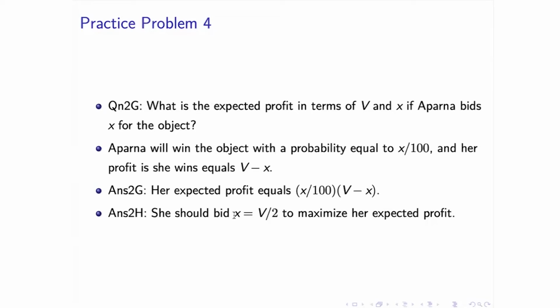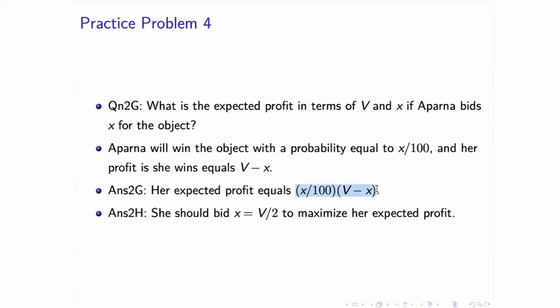Earlier we had V equal to 80, but now we are dealing with the general V case. So this is V minus X. If she loses as before, her profit is 0. So what is our expected profit? It is X by 100, the probability of winning, multiplied by V minus X, the profit if she wins, plus 1 minus X by 100, the probability of losing, multiplied by 0, the profit if she loses. So this simplifies to this expression here.